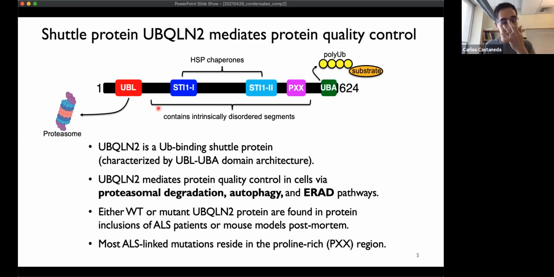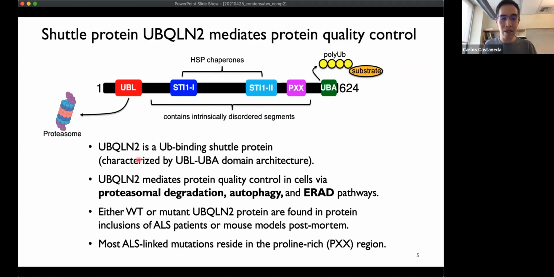But what was really interesting to us was that the middle part of the protein wasn't well characterized at the time when we started working with this. There were little bits of data that suggested the middle parts are interacting with heat shock proteins, chaperone proteins. And when we started looking at some of the sequence characteristics of this, it contains largely intrinsically disordered segments that I'll talk about in a little bit.